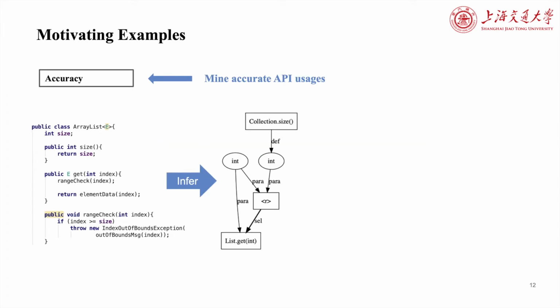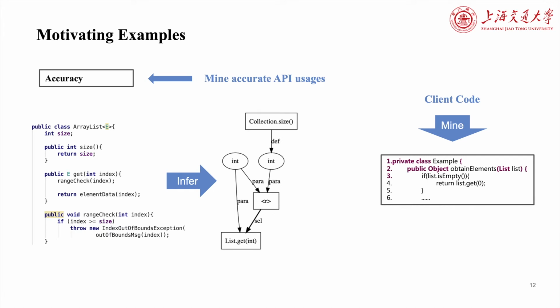Here's an example of API list. From library code, we can infer a condition checking constraint list.size greater than index before calling method list.getIndex. From client code, we can mine the common pattern in actual usage checking condition list.isEmpty before calling method list.getZero. It's another way to satisfy the constraint. But constraints from only library code will wrongly detect it as misuse.